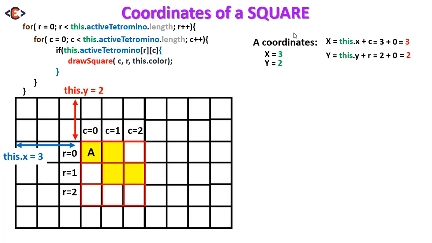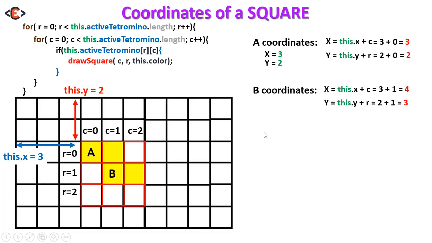Let's see another example, the B coordinates. We'll say x equals this.x plus c equals 3 plus 1 equals 4. Here's 1, 2, 3, 4. So for the x, it is 4. For the Y position, it is 3.